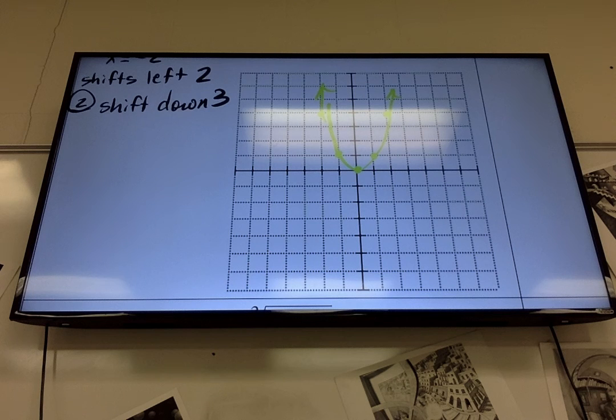So let's shift it. That means I'm going to count to the left 2 and down 3, right there. I'm going to do that for each point. Left 2, down 3, and so on. Left 2, down 3.